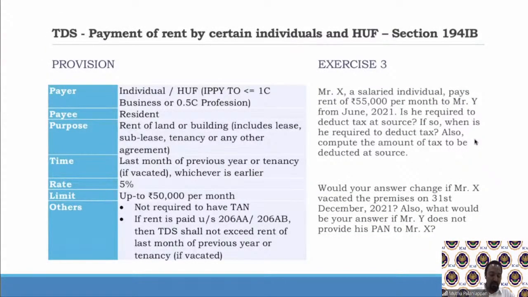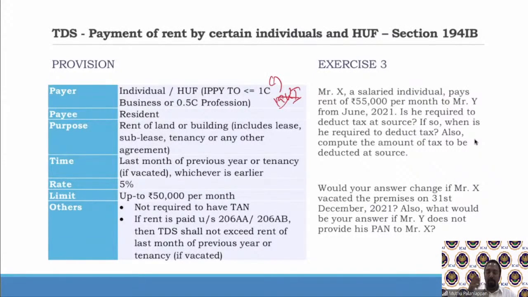Next section is 194IB. This is also for rental, similar to 194I, but this is for persons who are not covered under 194I. Who are they? They are individual or HUF whose turnover is less than 1 crore in business or less than 50 lakhs in profession, in the immediately preceding previous year. So persons who are not covered under 194I, this gets applied. That's what it is.